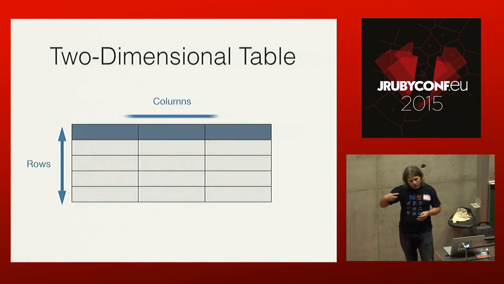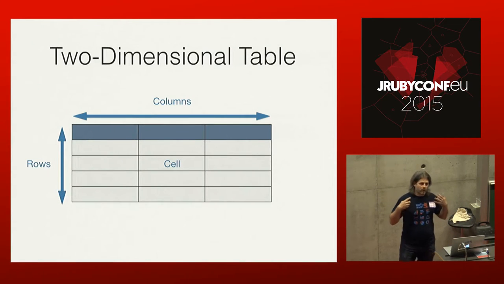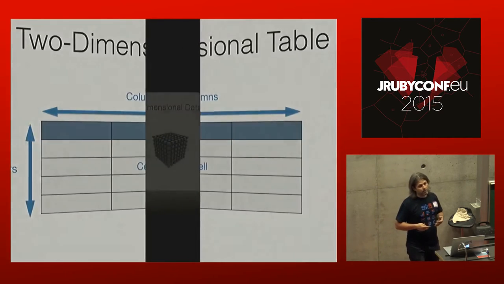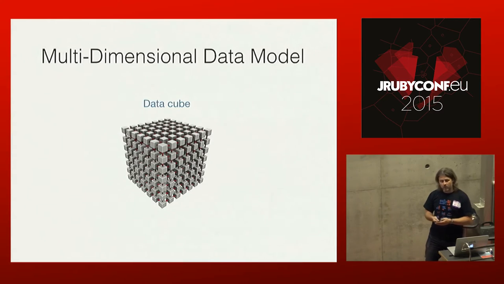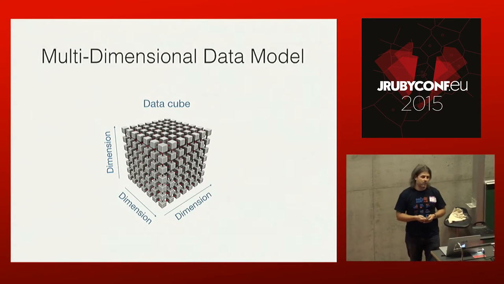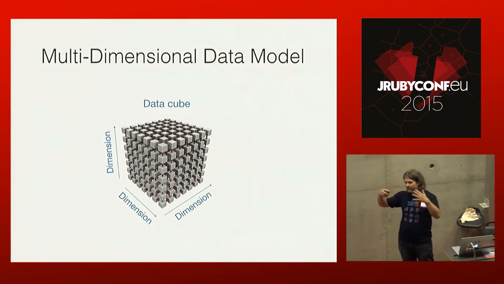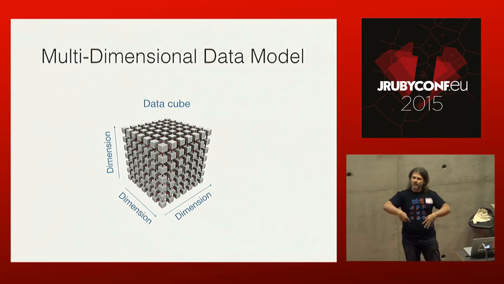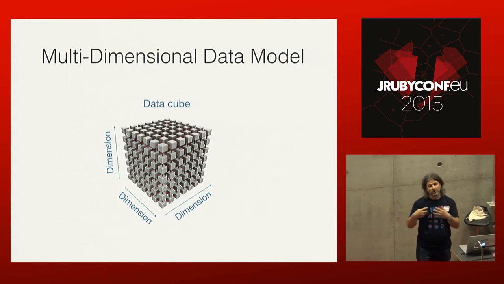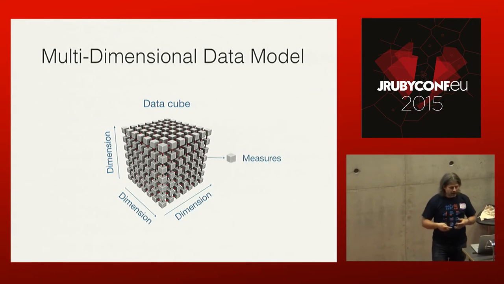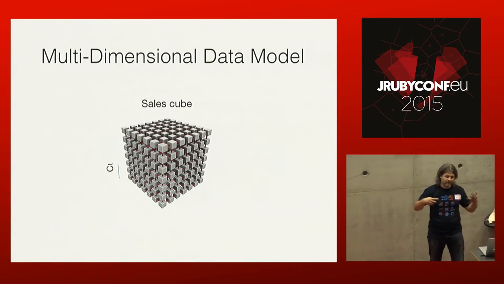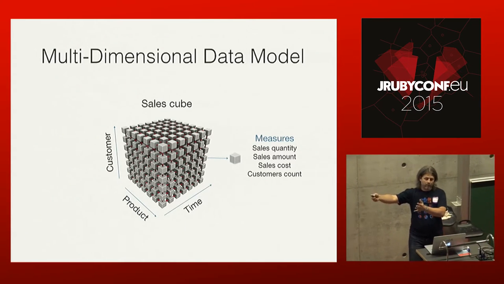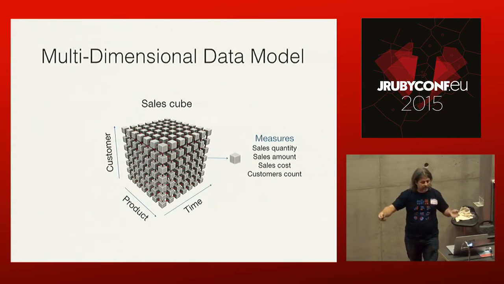When we want to query the data, we probably don't want to limit ourselves to this two-dimensional table model. A much better data model is the multidimensional data model, where we imagine a multidimensional data cube by all these different dimensions, and in the intersection of these dimensions we store the measure values. Like in our example, we have a sales data cube with customer, product and time dimensions, and measures like sales quantity, sales amount, sales cost, etc.